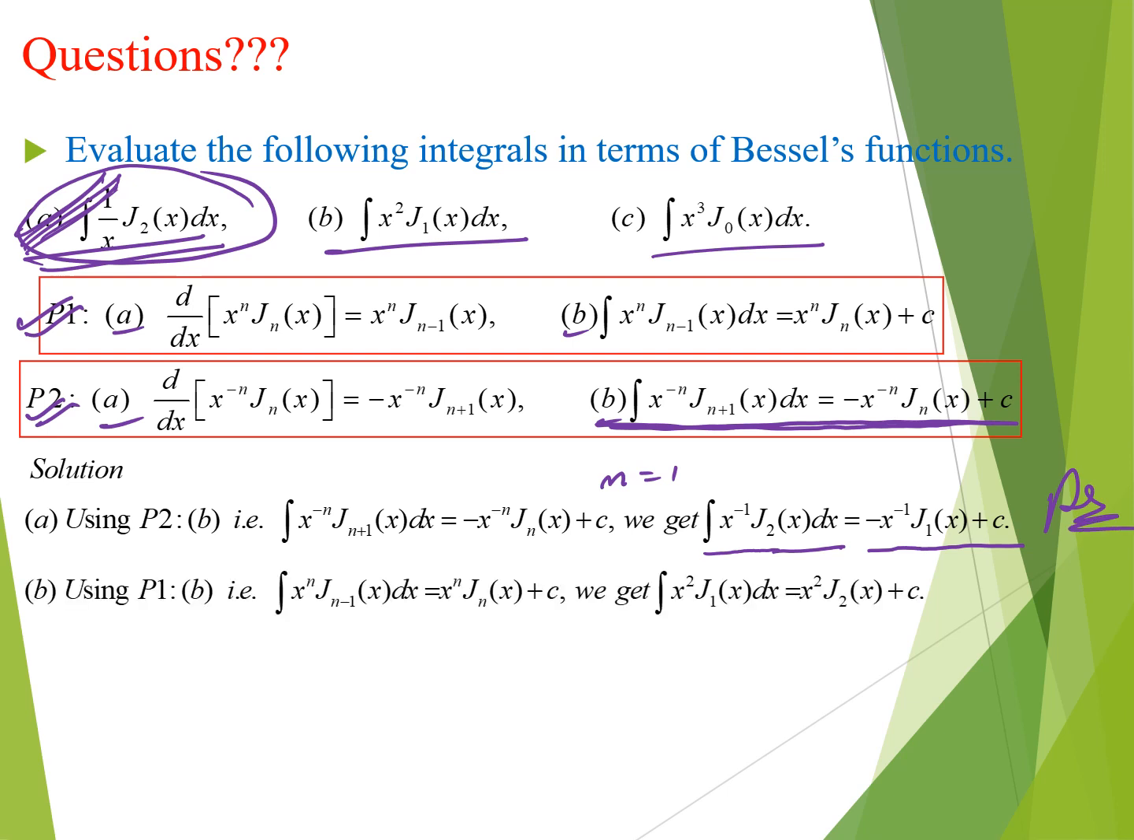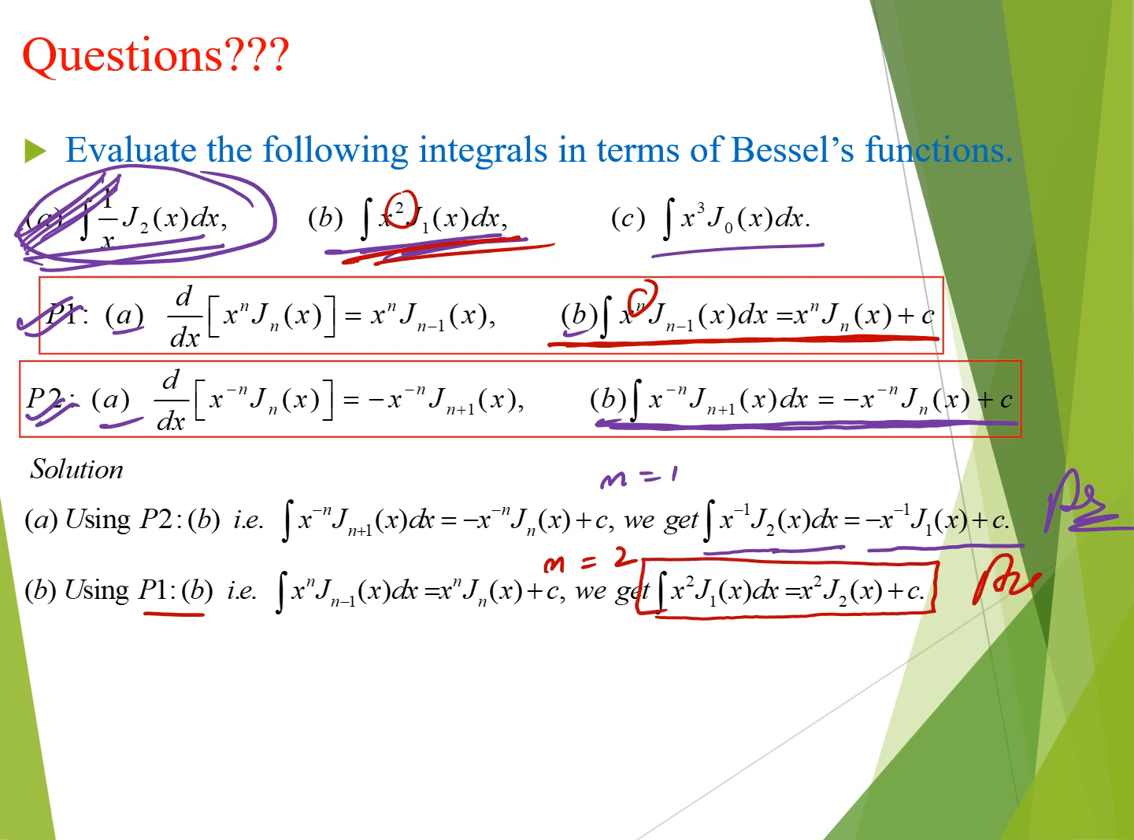Now for the second solution we are using P1b, this value. In this value, if we replace the value of n by 2, we get integration x square J1 x dx is equal to x square J2 x plus an arbitrary constant c. Now this is the second solution.